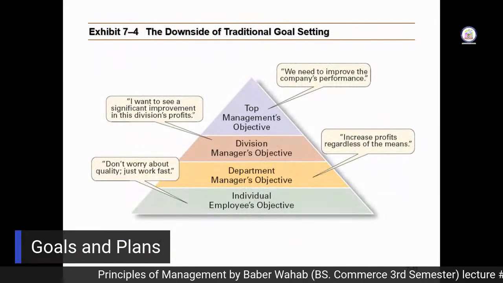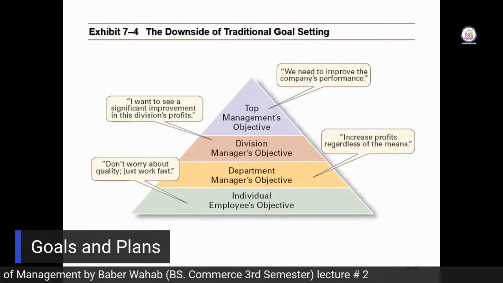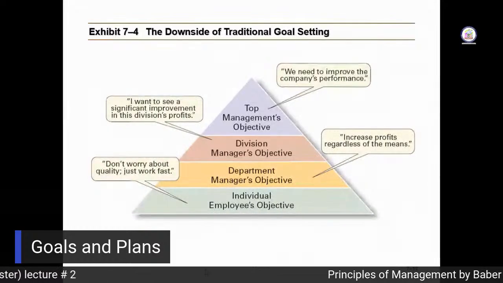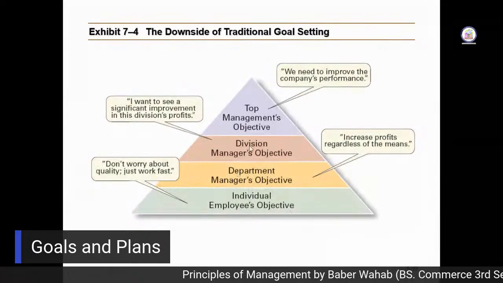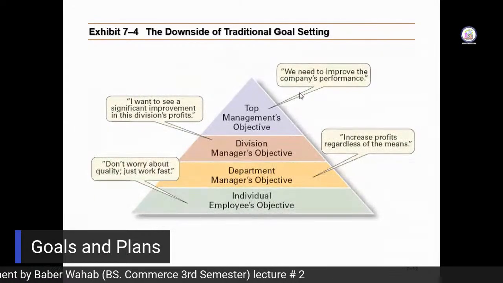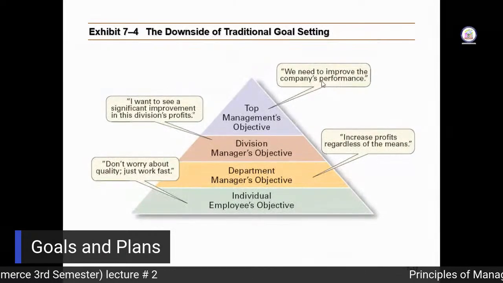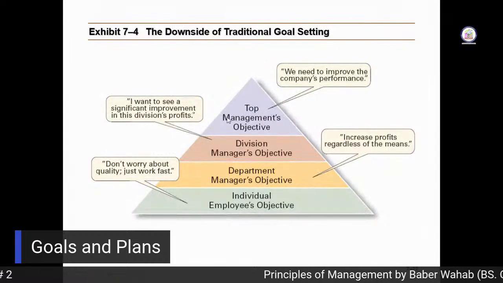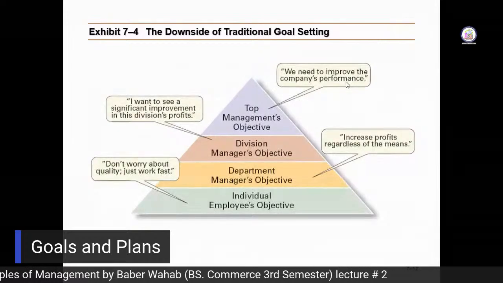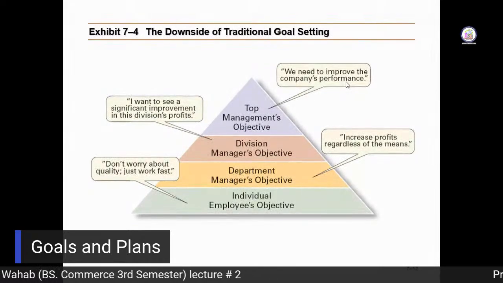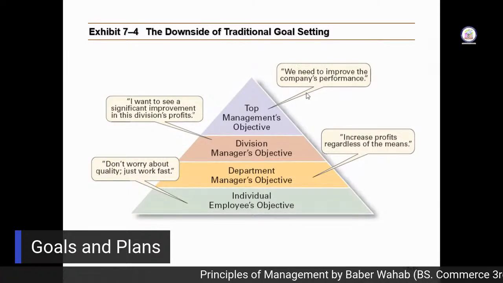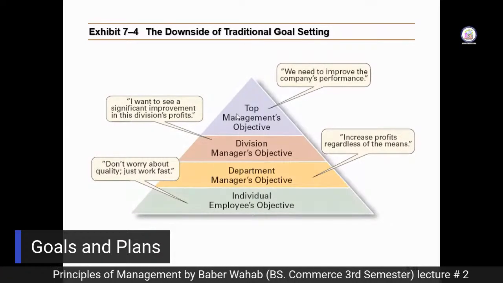This is an example of how the last point we just covered, how traditional goal setting might lead to misinterpretation and confusion. At the topmost level, let's say the top management, the board of directors, decide that we need to improve the company's performance. Now, performance is a big word. It includes profits, but it includes other things as well, such as maintaining quality standards, keeping customers satisfied, complying with government rules and regulations, keeping our shareholders happy, and other stakeholders.